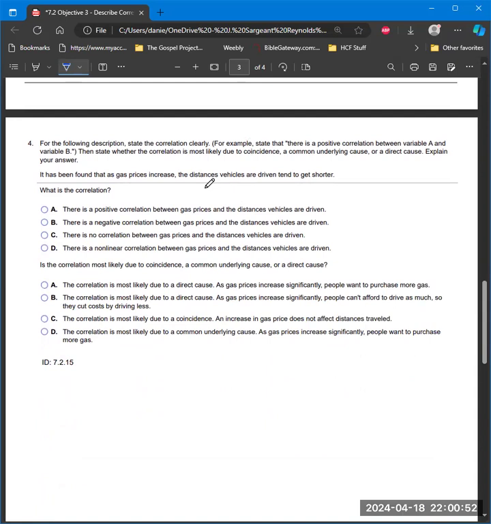For the following description, state the correlation clearly. Okay, this is still the same instructions here. So it has been found that as gas prices increase, the distances vehicles are driven tends to get shorter. So there's a negative correlation here. As the price of gas increases, the distances vehicles are driven decreases. So that would be B.